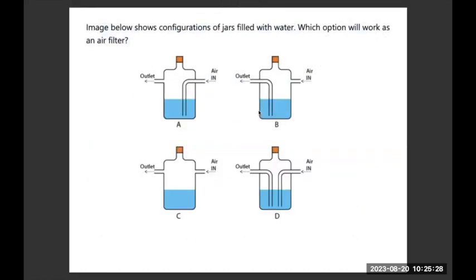Okay. In this case, you are given some configuration of jars which are filled with water. Which of these jars will function accurately as an air filter? Sorry, not a water filter, as an air filter. I'm sorry. Which of these jars will function well as an air filter?